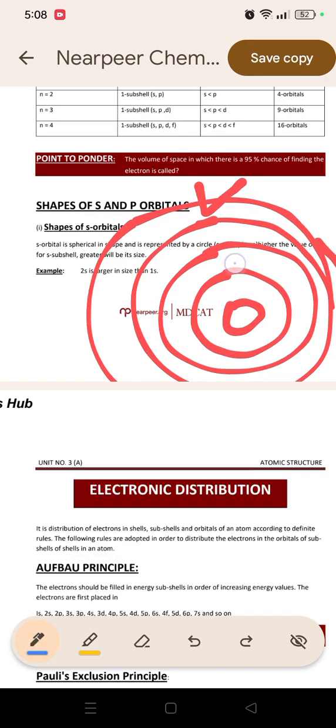So we write: the first shell has S, the second has S and P added, the third has S, P, D, and the fourth has S, P, D, F. So these four are the subshells we need to remember. Here are the details of all these.